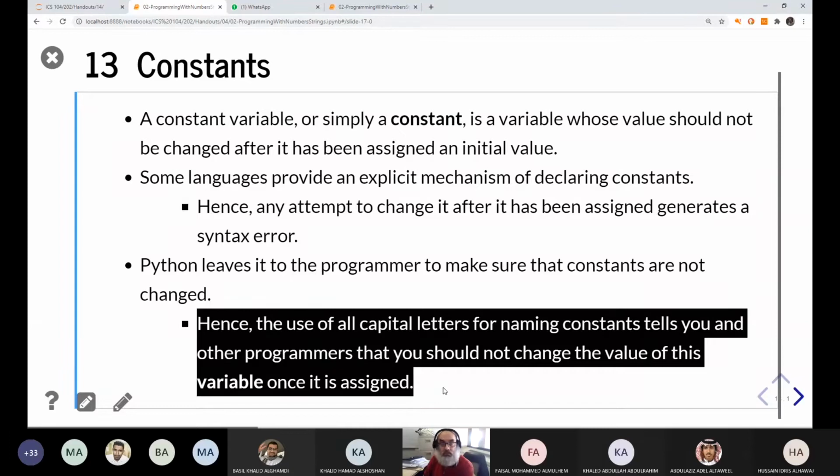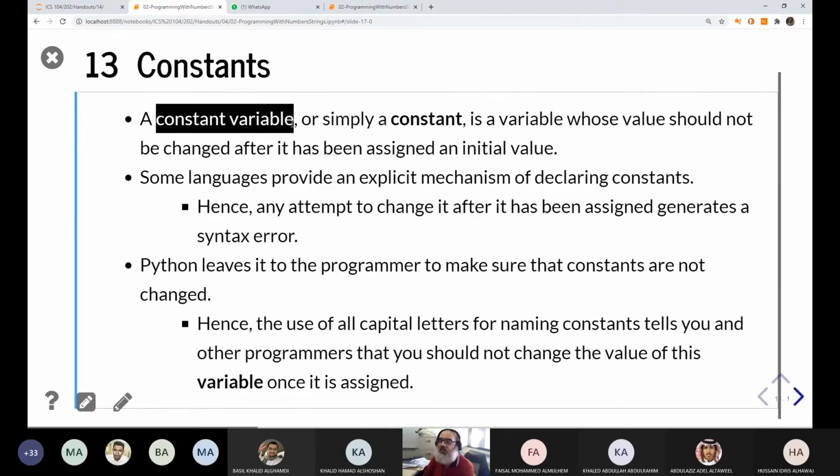But you can, and it is correct. But this really violates the convention of Python. That's why, if you notice here, it is called a constant variable, because it's still a variable. It's not a special data type within the language. It's just a variable. So there is no way of enforcing the rule that you cannot change it in Python.